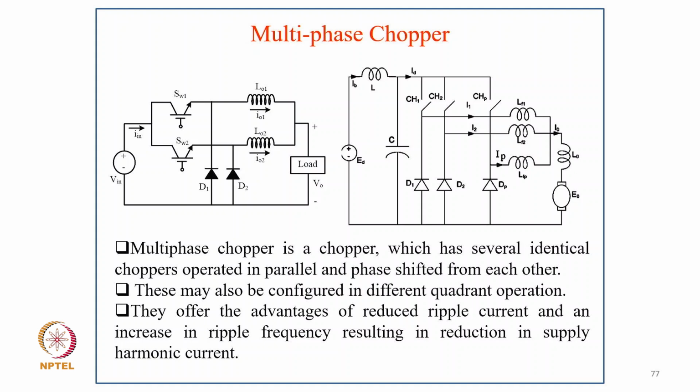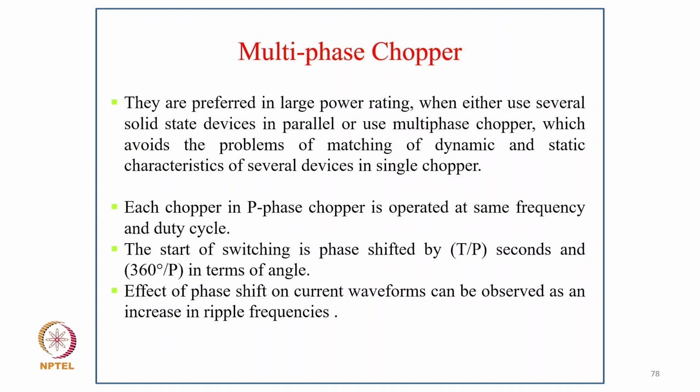So now coming to the multi-phase chopper, as you can see, 2-phase chopper and N-phase chopper. A multi-phase chopper is a chopper which has several identical choppers operated in parallel and phase shifted from each other, and these may also be configured in different quadrant operation. They offer the advantage of reduced ripple current and increase in ripple frequency, resulting in reduction in supply harmonic current. They are preferred in large power rating, where you either use several solid-state devices in parallel or use a multi-phase chopper, which avoids the problems of matching the dynamic and static characteristics of several devices in a single chopper.